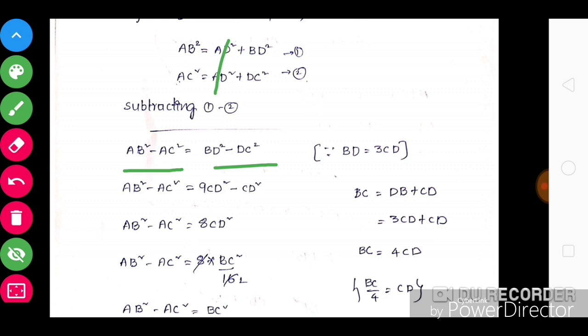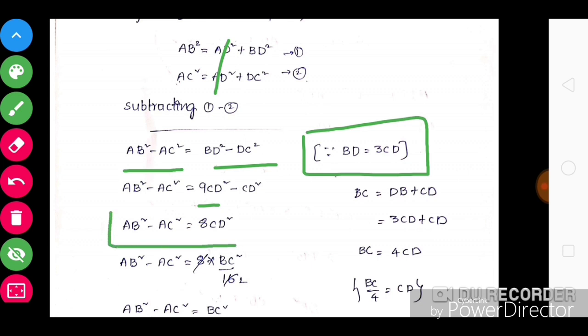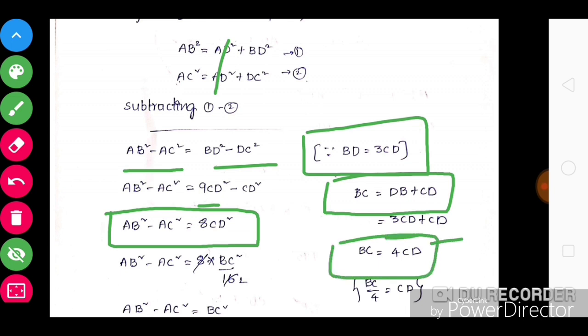Since in the question it was given that BD is equal to 3CD, I will use here BD is equal to 3CD. So therefore AB square minus AC square is equal to 8CD square. Again, from the figure we know that BC is equal to DB plus CD. Since D is a point on BC, BC is equal to BD plus CD. DB I can write as 3CD, so 3CD plus CD, so BC is equal to 4CD. So CD is equal to BC by 4. I'll substitute here CD is equal to BC by 4.